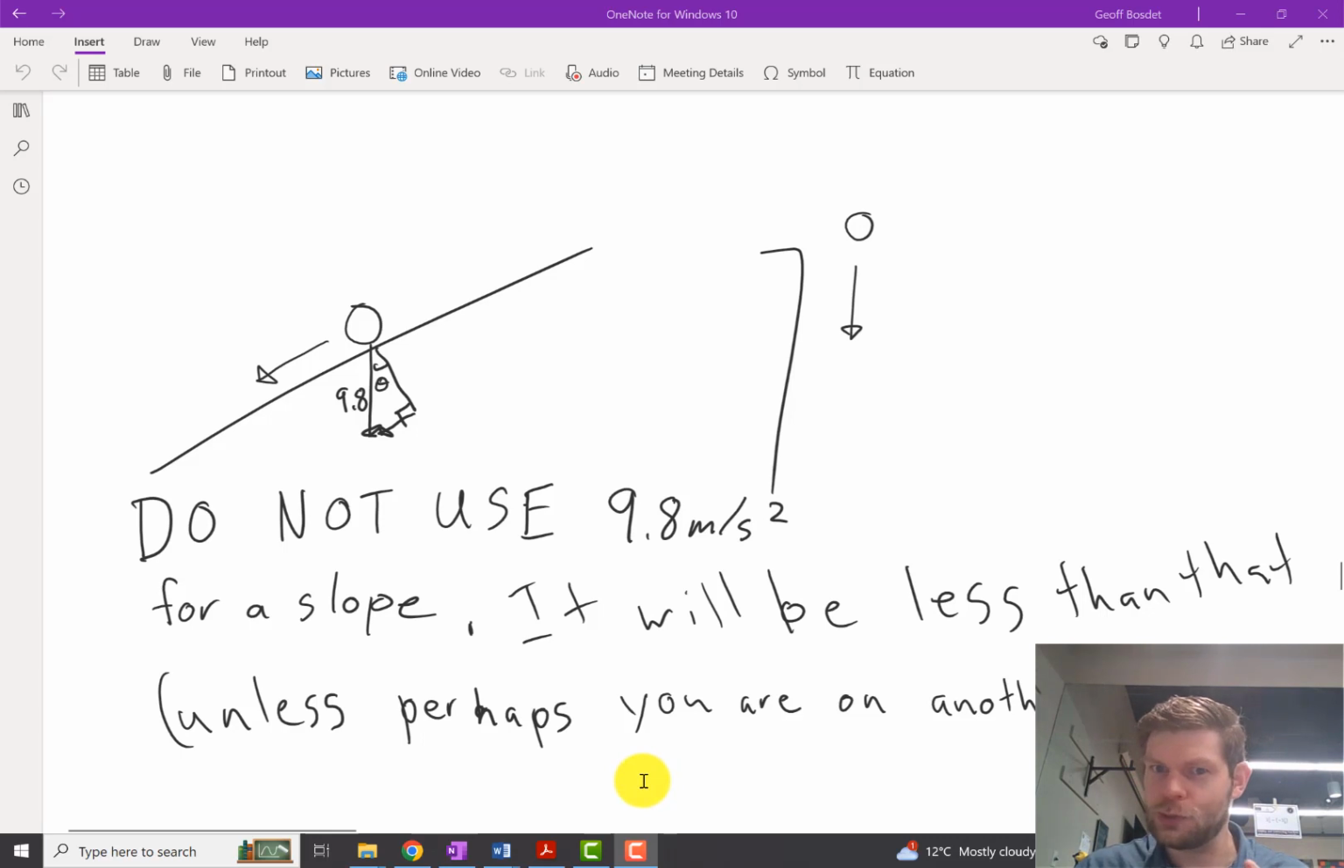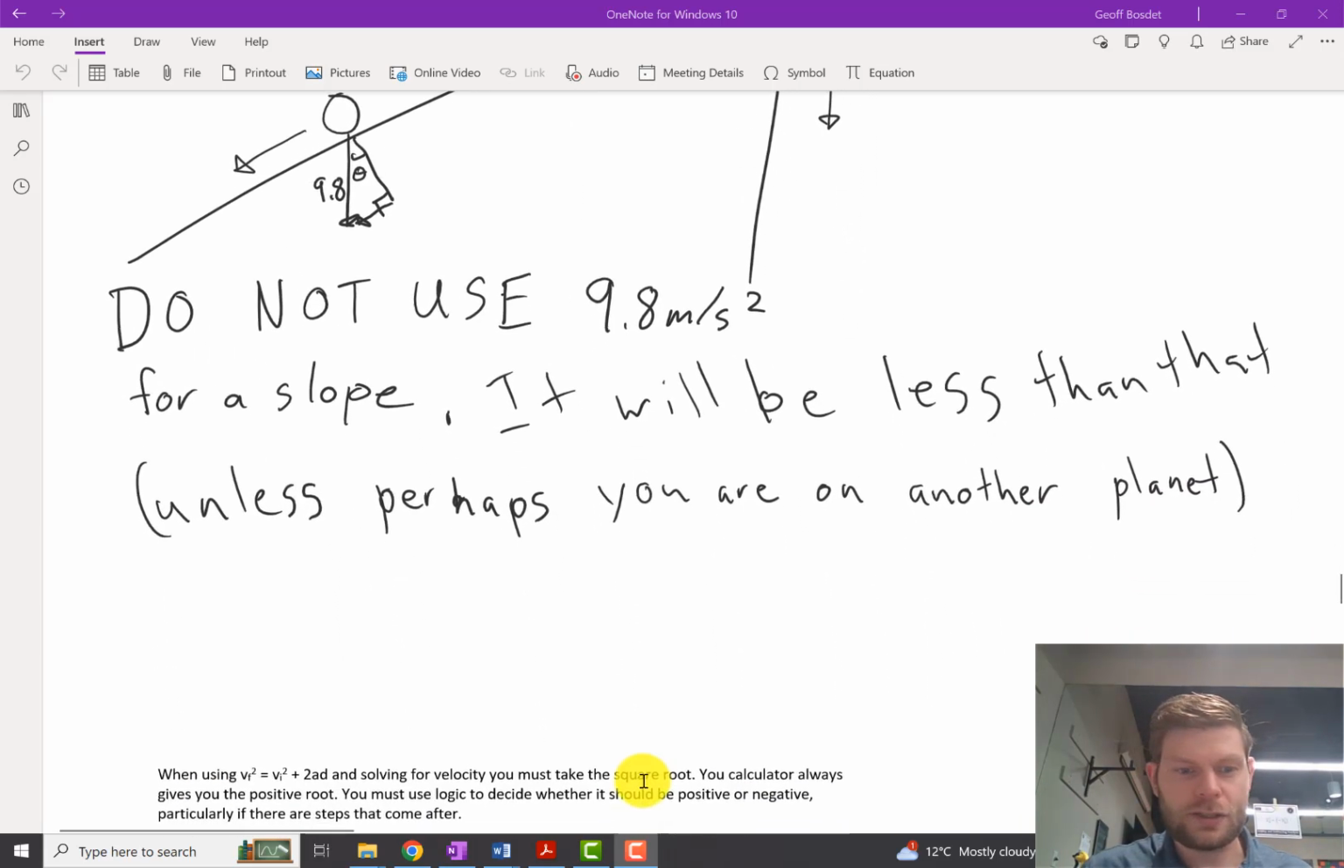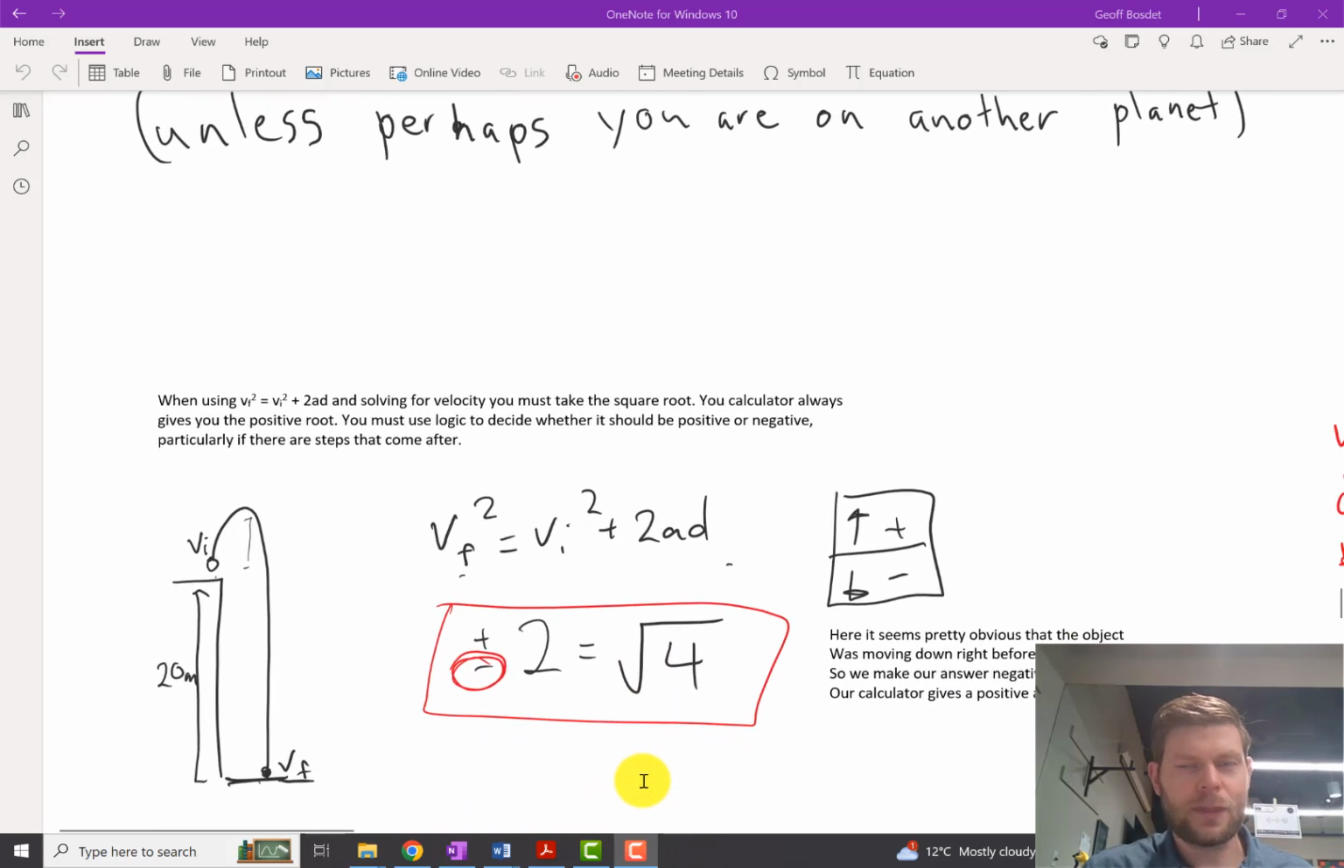So careful with your use of 9.8. Remember, only use 9.8 if something is just flying through the air. At no other time is it 9.8. And it's on Earth's surface.